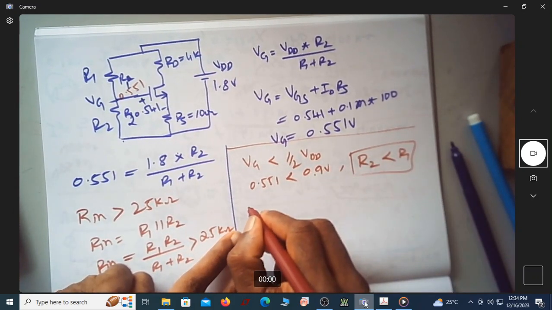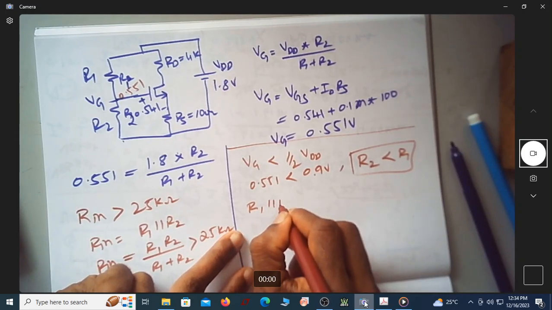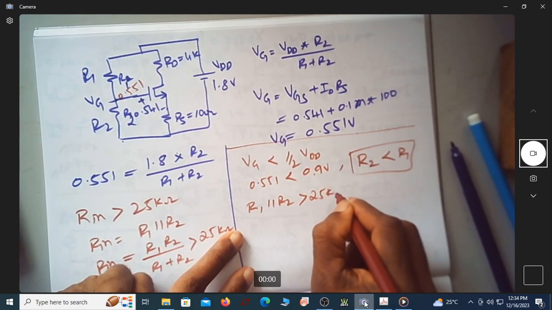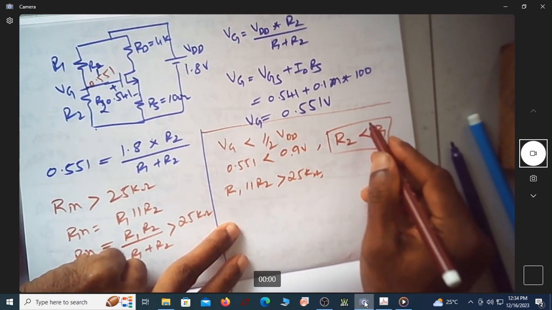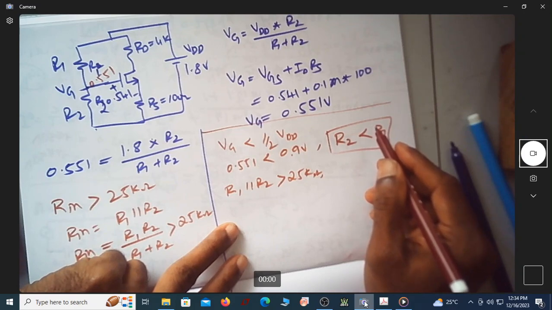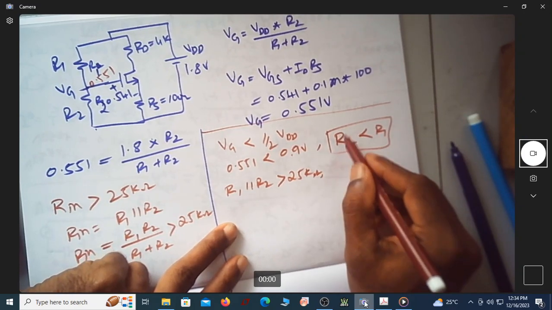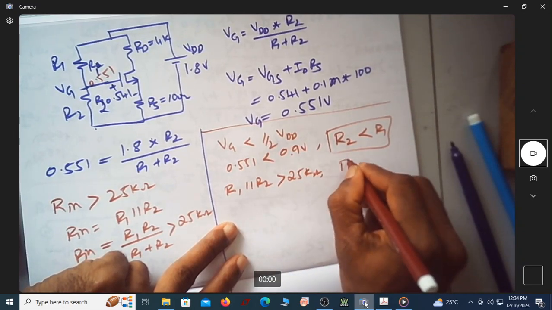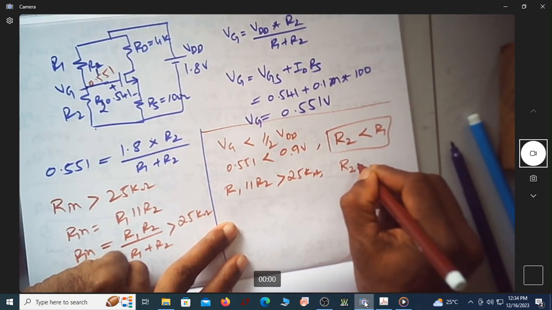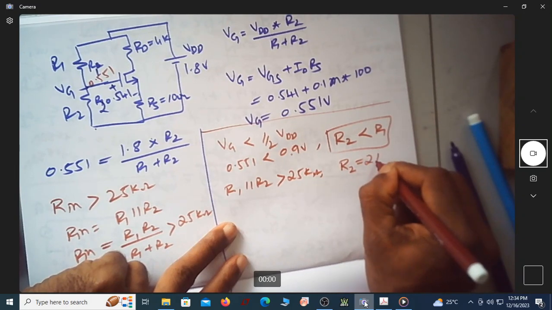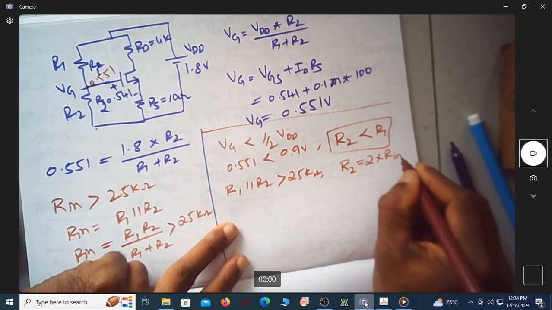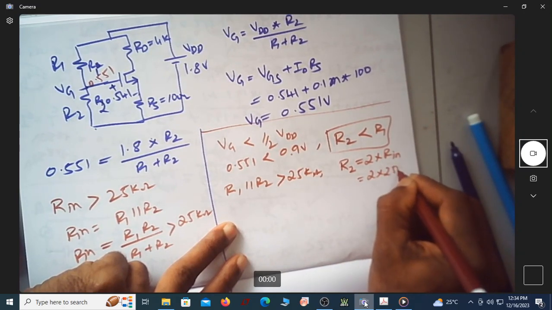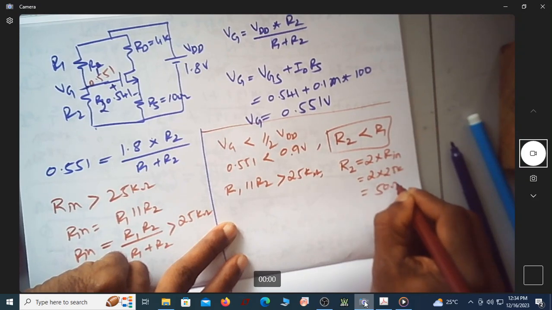So in a parallel combination of R1 parallel R2, if this has to be more than 25 kilo ohm, the lesser resistance should be minimum twice the minimum required input impedance. Meaning, if R2 is equal to twice the R in minimum, that is 2 into 25 kilo ohm.